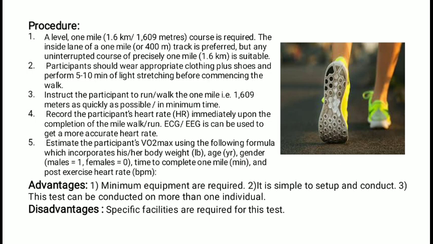Now instruct the participant to run or walk the 1 mile, that is 1609 meters, as quickly as possible, in the minimum time period. If you are going to complete this Rockport 1 mile test by walking, you need to complete it in less time. Then record the participant's heart rate immediately upon completion of the 1 mile walk or run. An ECG can be used to get a more accurate heart rate. If you want to check your heart rate, the ECG is the best way to monitor it.